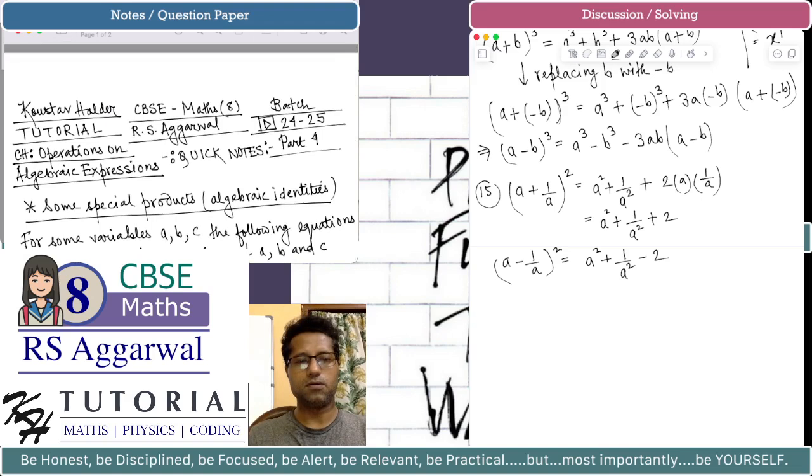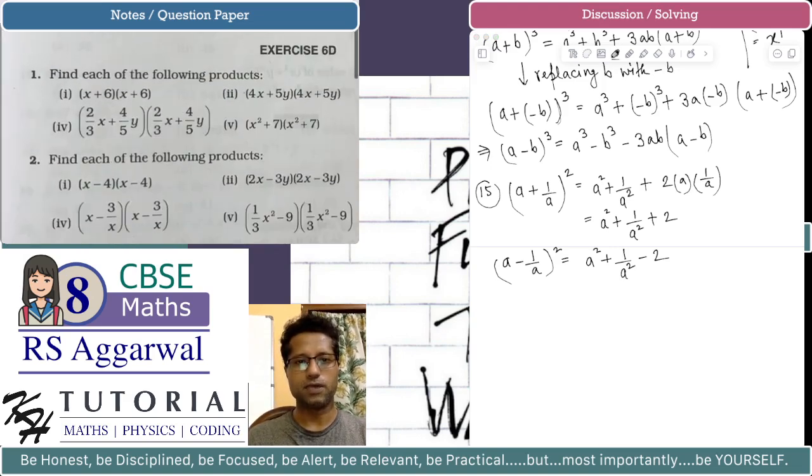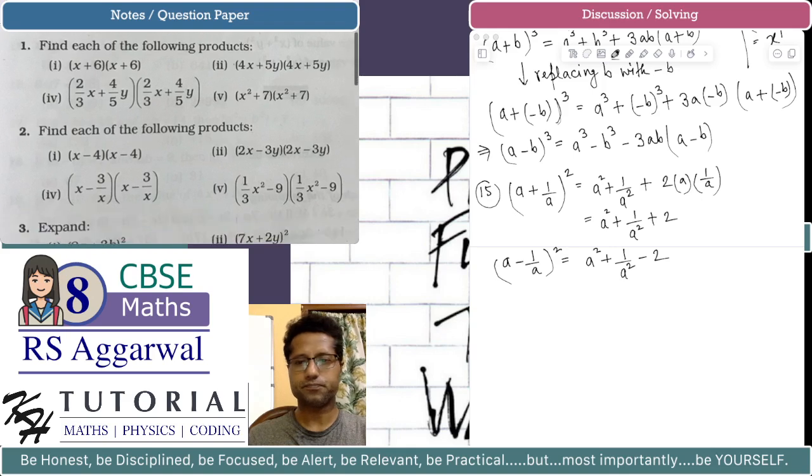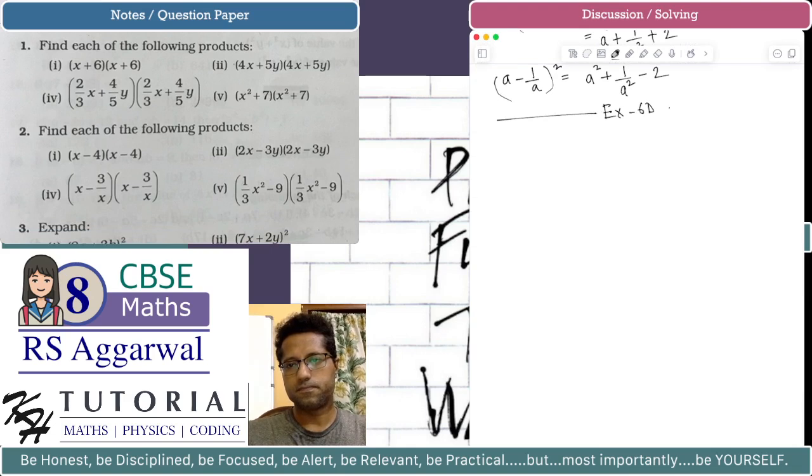Let's now solve the problems of exercise 6D, and it will be clear how we are applying those identities to solve the problem. Exercise 6D. Problem number 1 is find each of the following products. Okay. So 1 is x plus 6 multiplied by x plus 6.